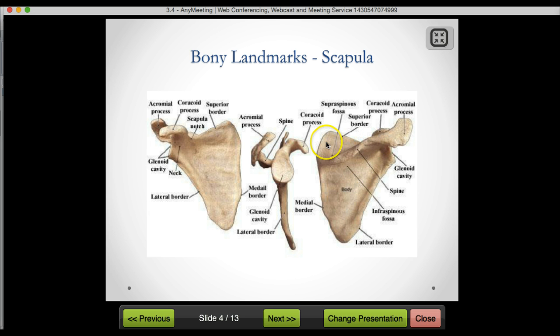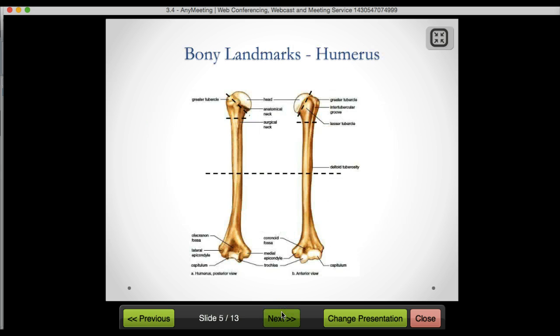Inside this groove here sits the supraspinatus muscle, which comes along in this general way, comes up underneath the acromion process and attaches to the humerus. And then you have the infraspinatus, which sits in this little concavity here and then comes up, and the tendon attaches a little lower than where the supraspinatus tendon attaches. Okay, so we'll go to the next slide, which is bony landmarks of the humerus.